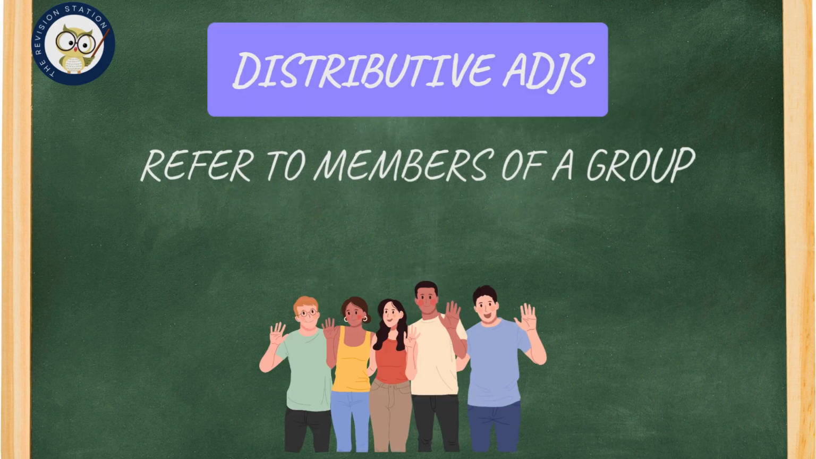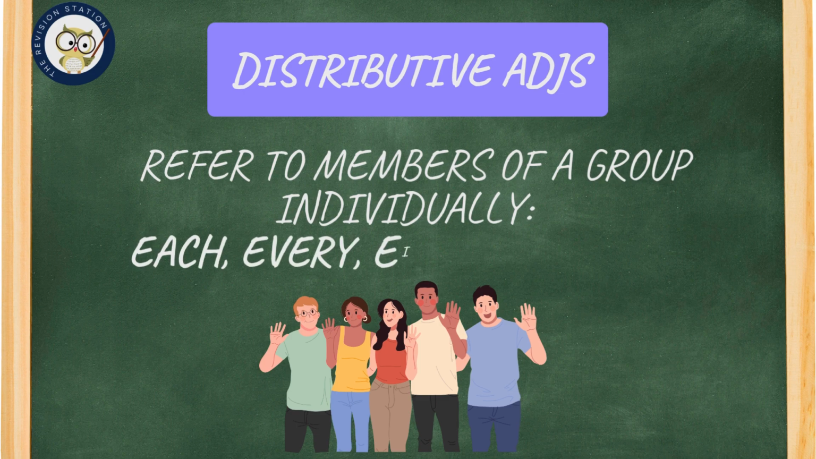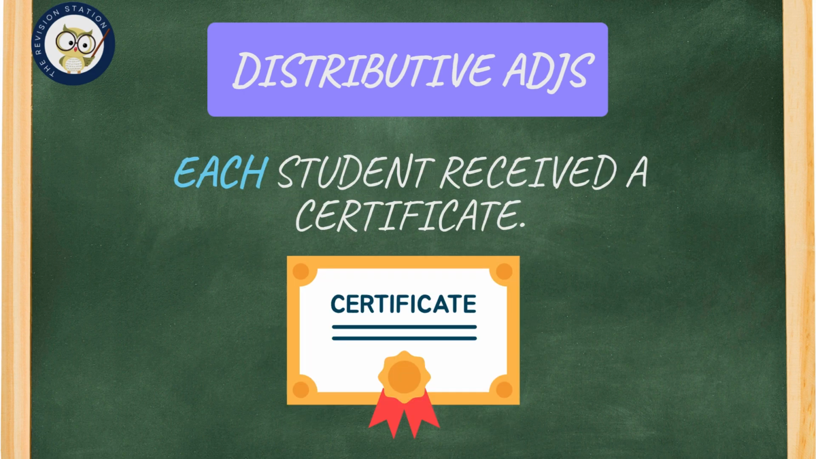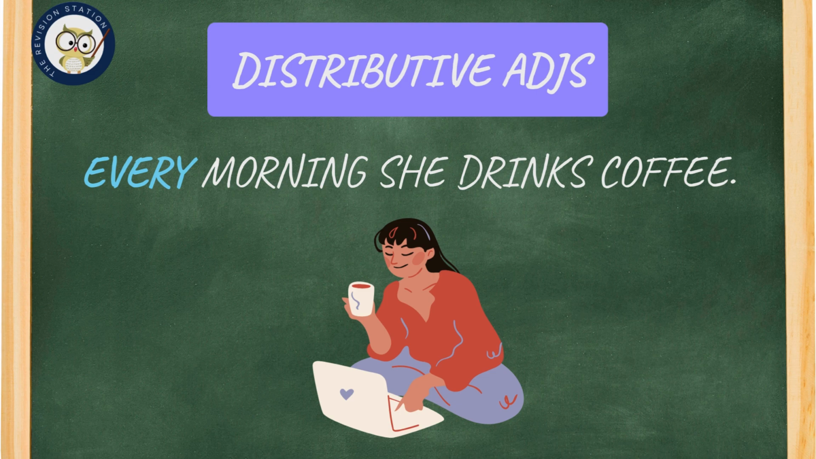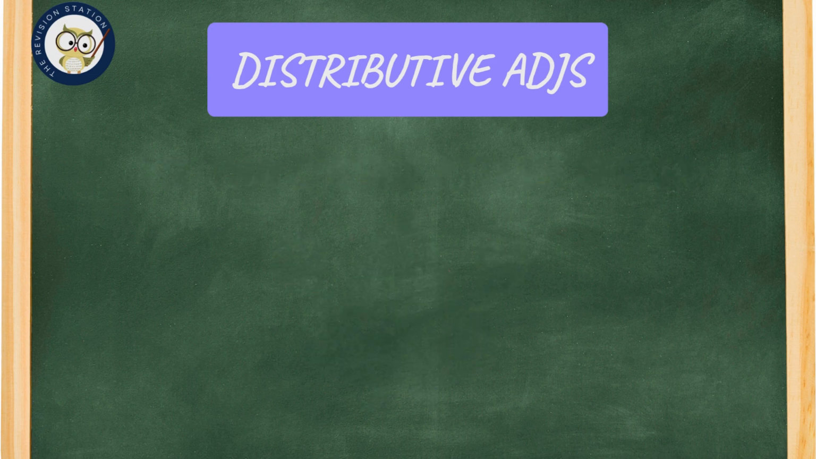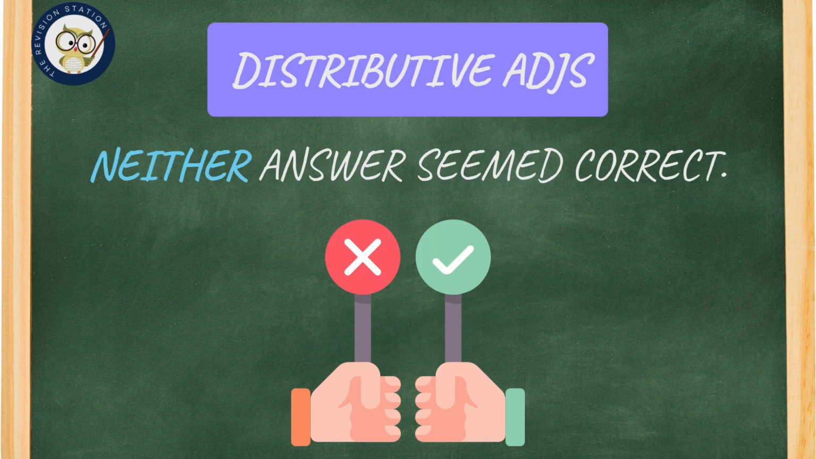Distributive adjectives refer to members of a group individually. Each student received a certificate. Every morning she drinks coffee. You can choose either option. Neither answer seemed correct.